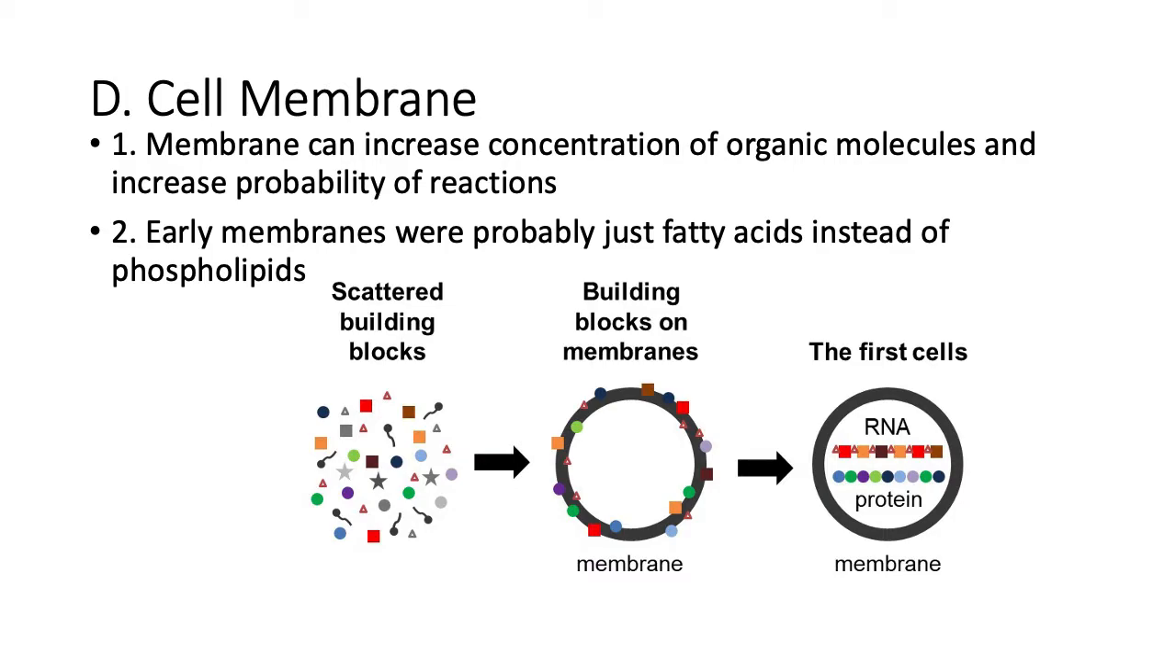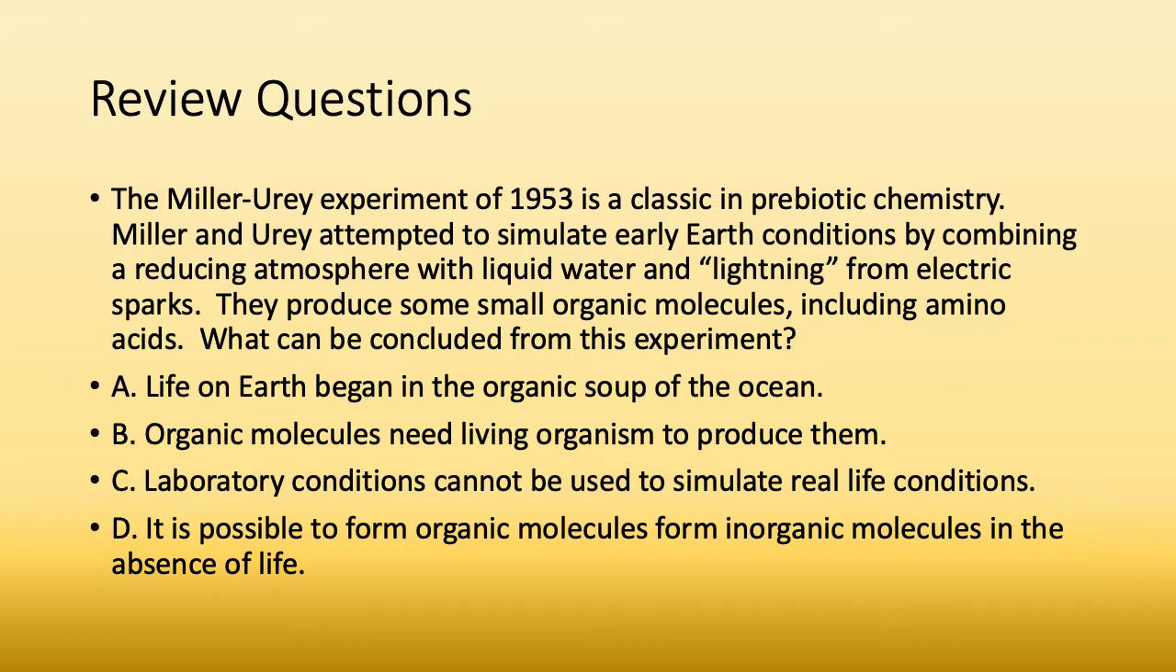All right, so that does it for the second section. So we got some review questions. The Miller-Urey experiment in 1953 is a classic in prebiotic chemistry. Miller and Urey attempted to simulate early Earth conditions by combining a reducing atmosphere with liquid water and lightning from electric sparks. They produced some small organic molecules, including amino acids. What can be concluded from this experiment? D, yes, it's possible to form organic molecules from inorganic molecules in the absence of life.